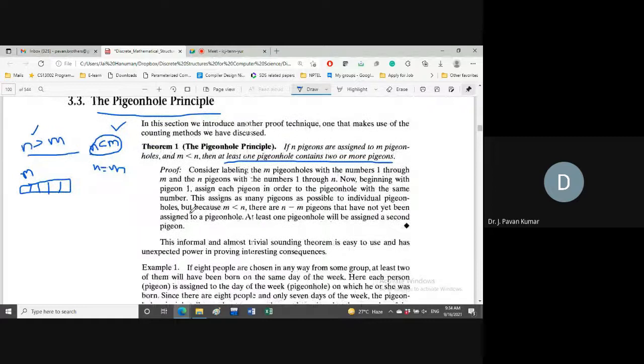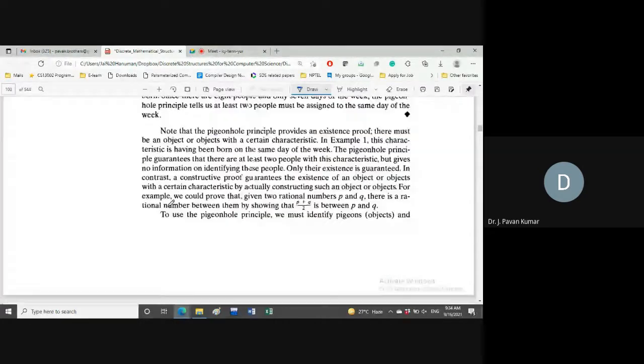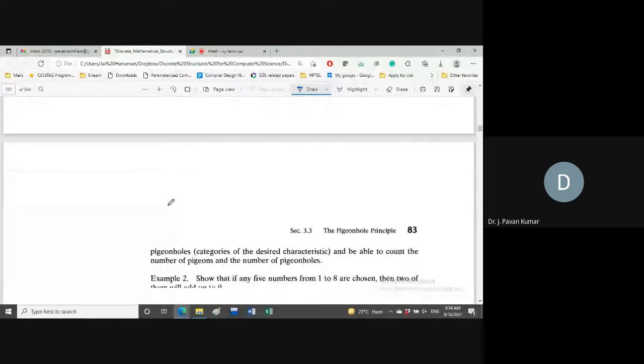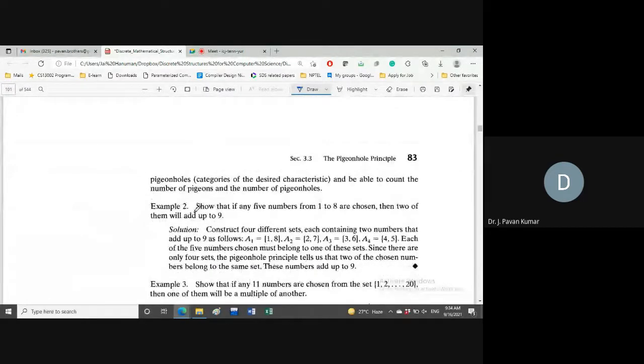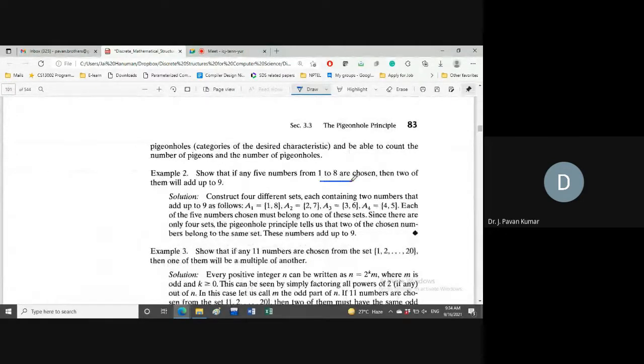And we have seen several examples related to applications of pigeonholes. Like, we are having 1 to 8. From this 1 to 8 we have to choose any five numbers, then two of them will add up to 9. Out of these five numbers, whatever we choose, there will be at least two numbers which have the sum as 9. That is guaranteed. You cannot choose five numbers without having two numbers sum as 9.